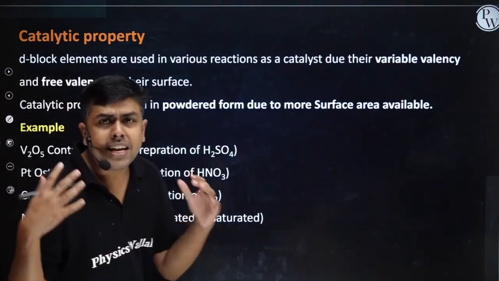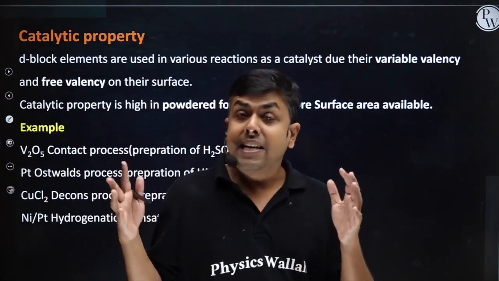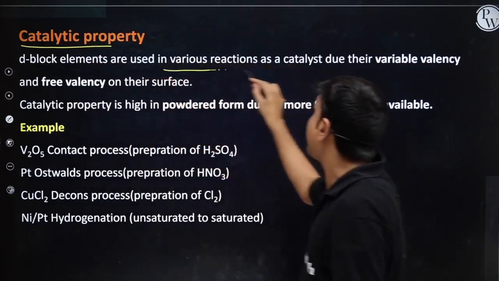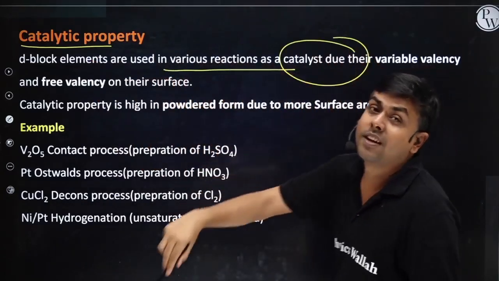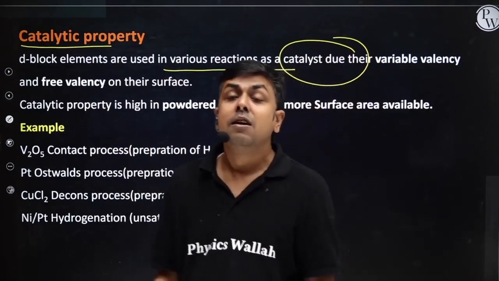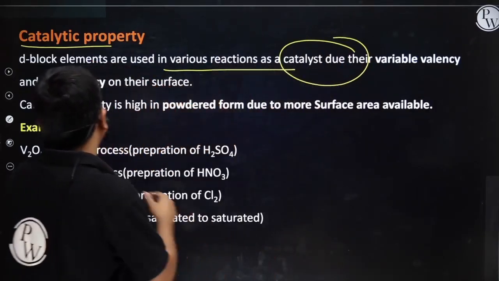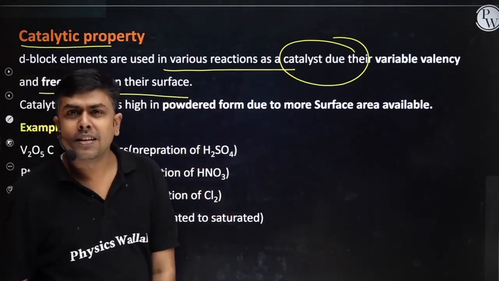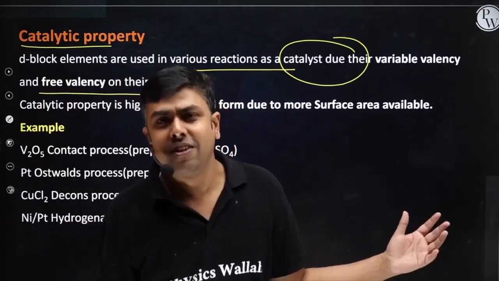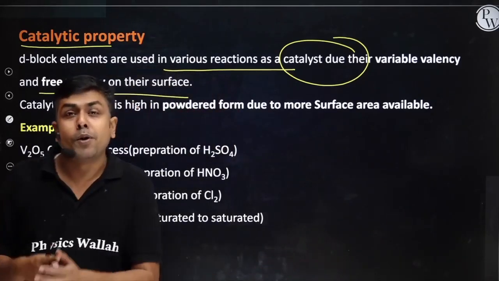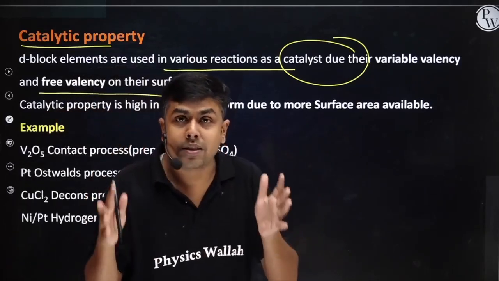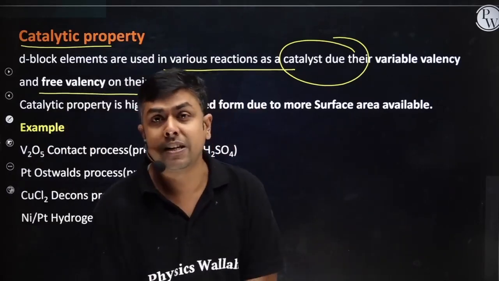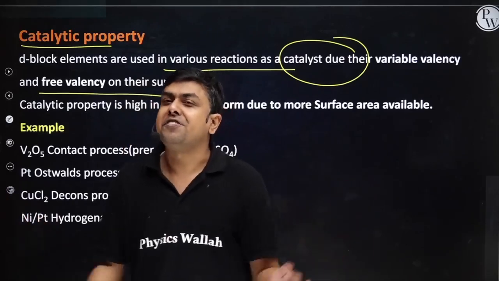Students, moving ahead, the next property that we need to discuss is the catalytic property of d block elements. D block elements are used in various reactions as a catalyst. And why do they act as a catalyst? Because of variable oxidation state, because of variable valency and free valency on their surface. Basically, d block elements show variable oxidation state. They have a variable valency. And because of variable valency, they exhibit the property of catalyst. They are widely used as a catalyst. A lot of the time we use these d block elements as catalyst in organic chemistry.